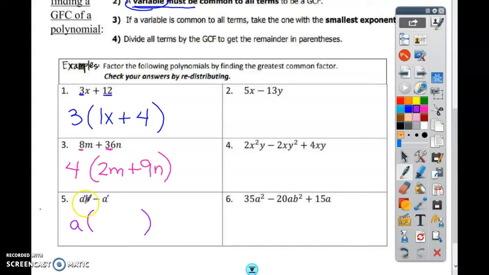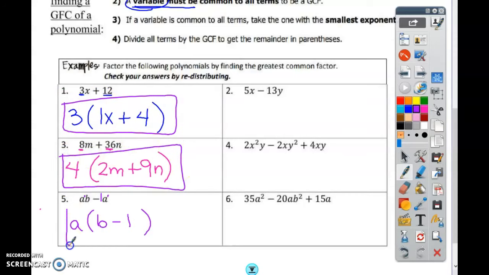So if I take out an A here, what's left over? B, right? And if I take out an A here, what's left over? Minus 1. It's an invisible 1. There's a 1 right here, right? Invisible 1. So when you take the A out, you're left with just a 1. That's it. These are my answers. I'm factoring out.